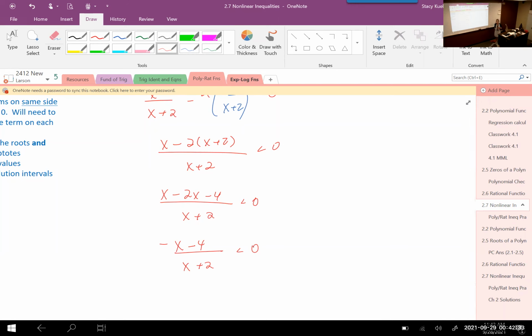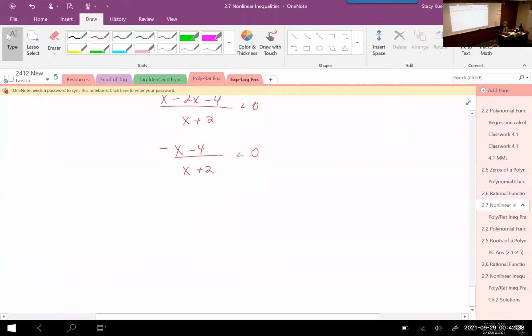I want to find the roots and I want to find the asymptotes. So we said that the roots occur when the numerator is equal to 0, and we would find out that x is equal to negative 4. The asymptote occurs when the denominator is equal to 0, or at x is equal to negative 2.